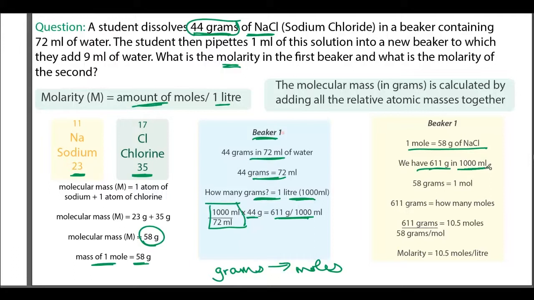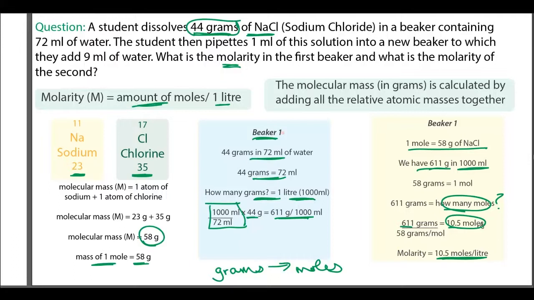So how many moles are we going to have? Well, if 1 mole is 58 grams and we've got 611 grams, we're going to have a lot of moles. If we do the conversion factor here, 611 grams divided by 58, that will give us 10.5 moles. We've got 10.5 moles in 1 litre.